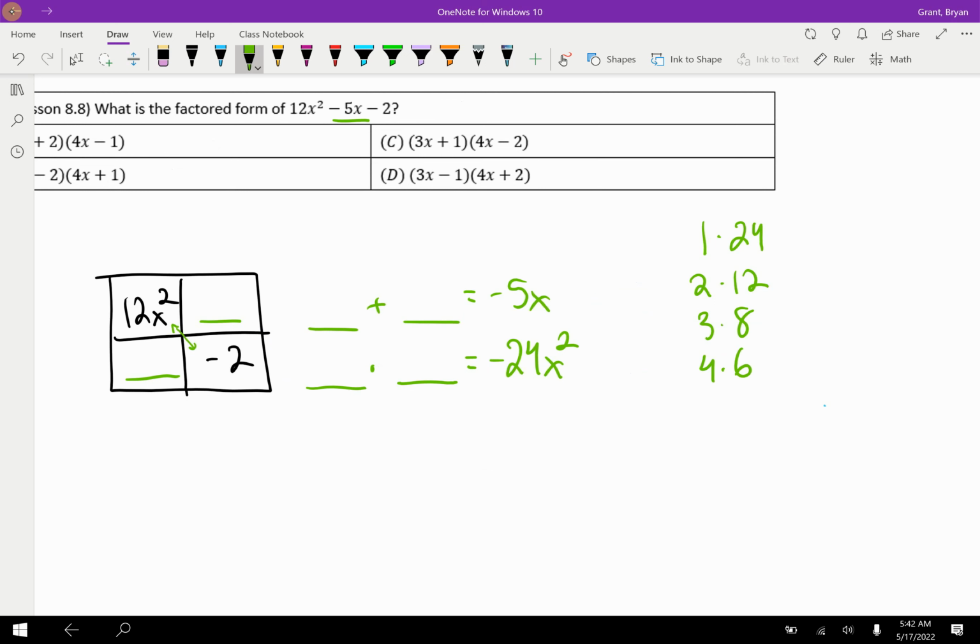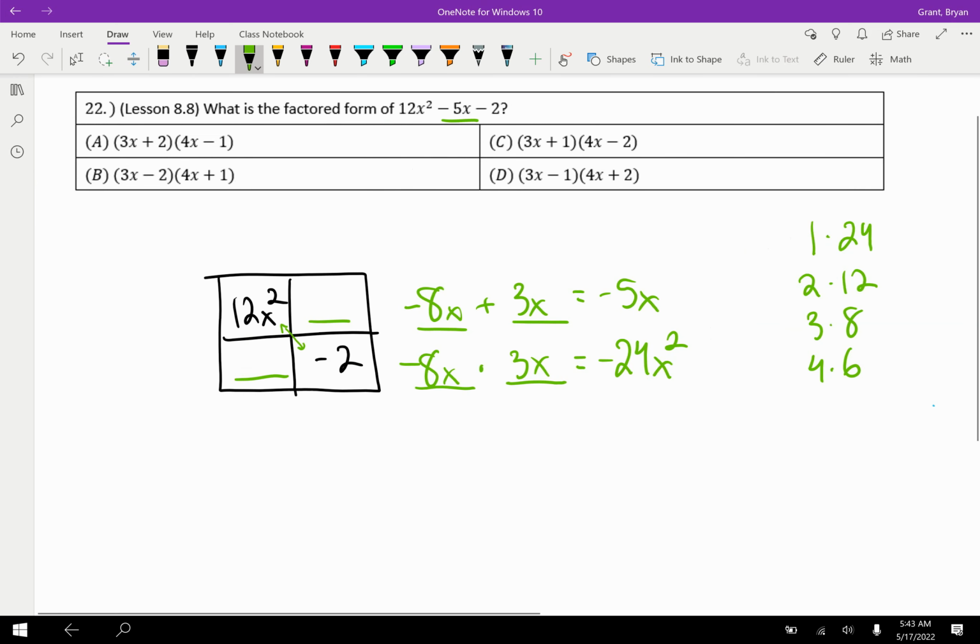Out of those, if we're adding up to make a negative, which ones are 5 apart? Well, these are 23 apart, 10 apart. Ooh, 3 and 8 are 5 apart. I bet it's going to be some combination of 8 and 3. To multiply to make a negative, only one of them can be negative. If we put the negative on the 3, that's basically saying 8 minus 3, and 8 minus 3 doesn't equal negative 5. Negative 8 plus 3, though, does. So we've done the hard part: negative 8x, positive 3x.